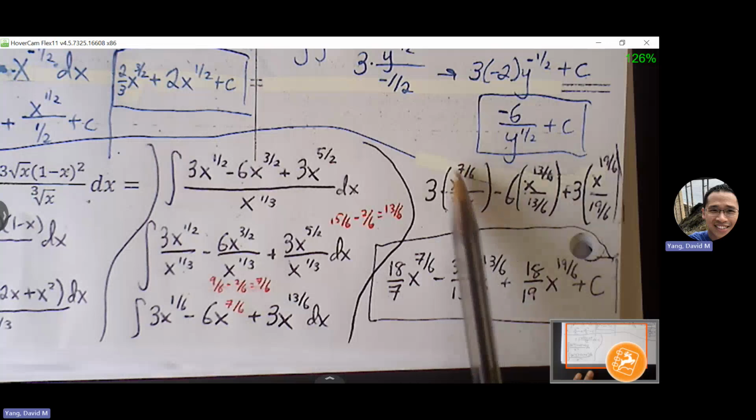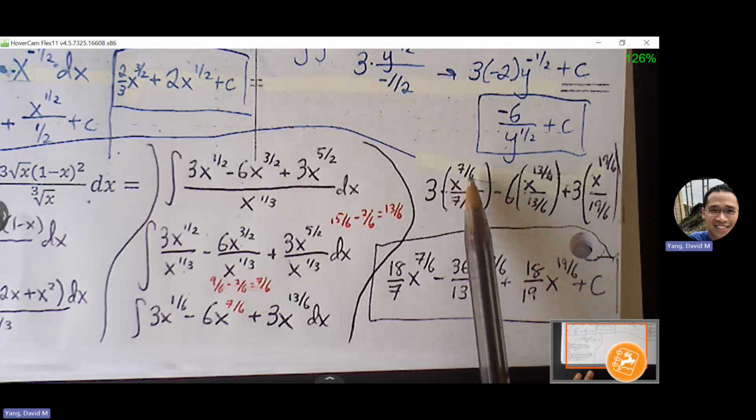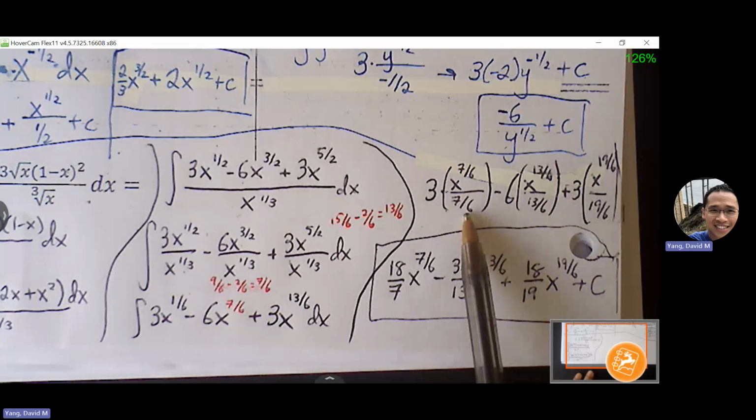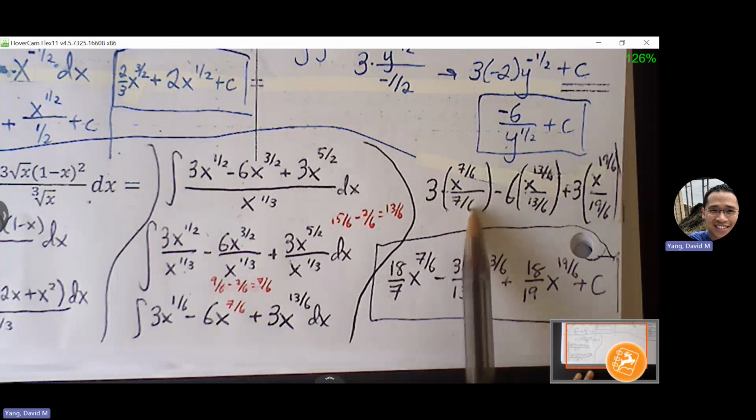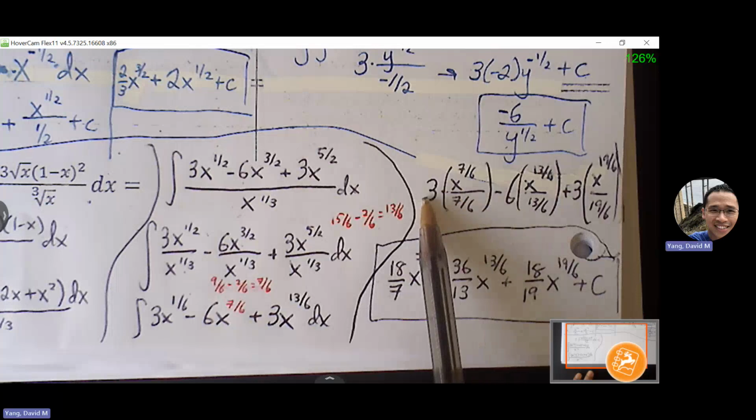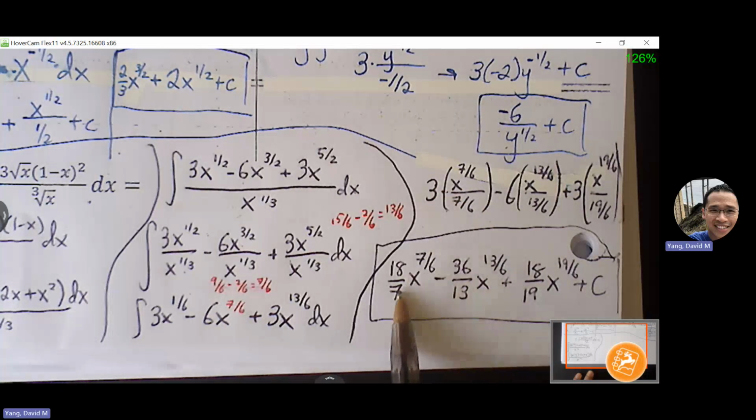Okay, are you good with this 7/6 being here? After we find our new exponent, we divide by the new exponent, which is the same thing. From here to here, I just did some cleanup. Dividing by 7/6 is the same thing as multiplying by 6/7. So 3 times 6/7 is 18/7.